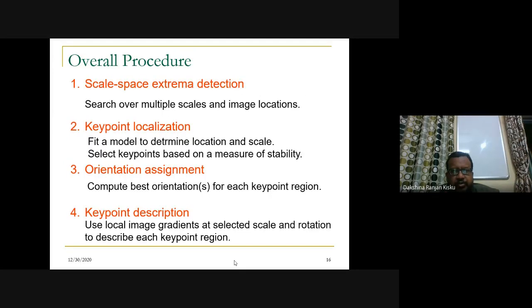Now, what is the procedure or what are the different steps in SIFT descriptor? So the first step is scale space extrema detection. Now, what is scale space here? We will talk about this scale space in detail later. For the sake of understanding, we will first go through these steps, then we will talk about this scale space extrema detection in detail. Okay, so the first step is scale space extrema detection. So here we search the stable points over multiple scales and image locations.